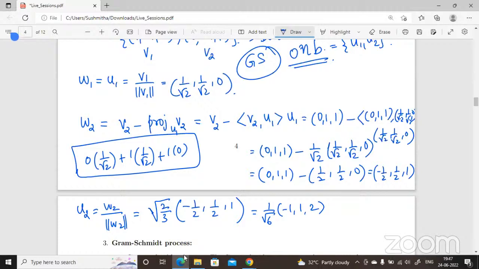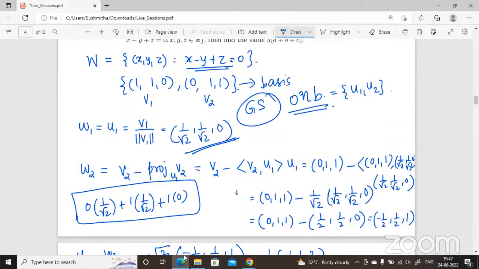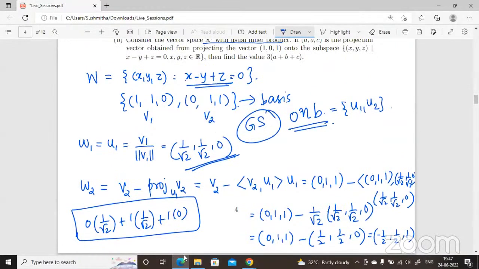So now that we have an orthonormal basis, you can check the norm of this vector is 1, norm of this vector is 1, and they are orthogonal to each other. And then using this, you can find the projection. Is it clear? Yes, ma'am.